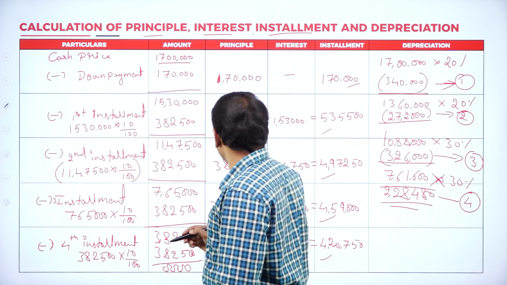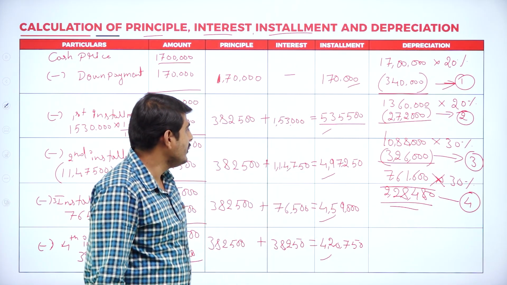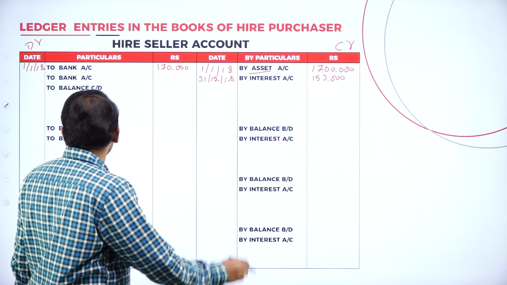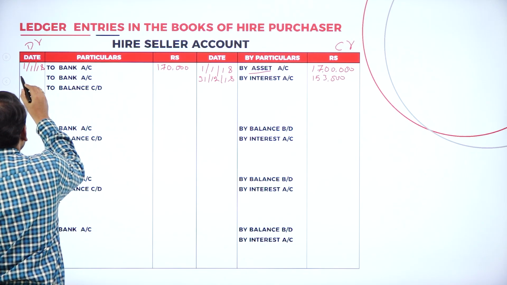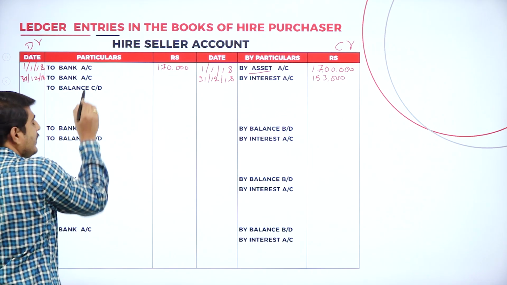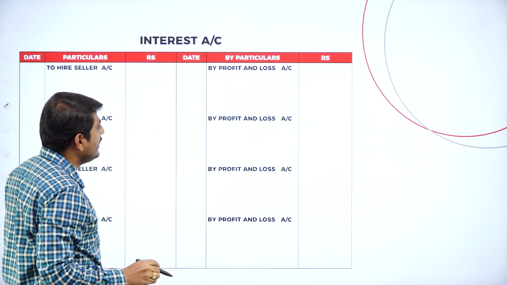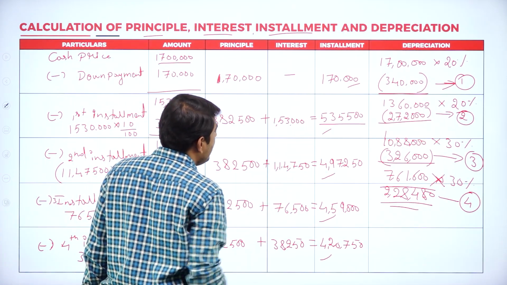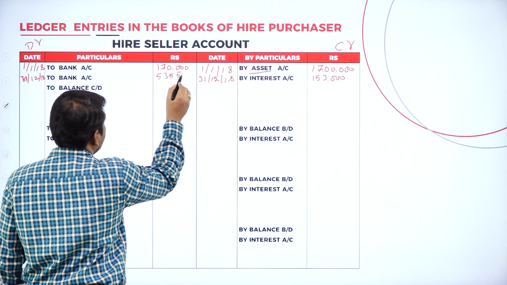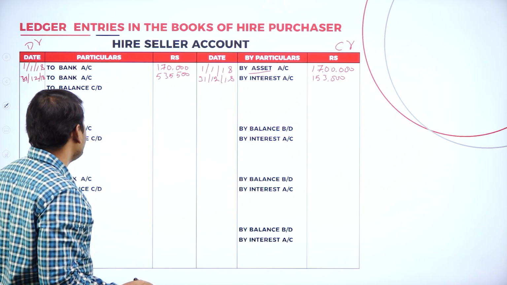So what is our installment? The total installment is 5,35,500. On 31st December 2018 I am going to make the installment. What is our installment? 5,35,500 is the first installment.